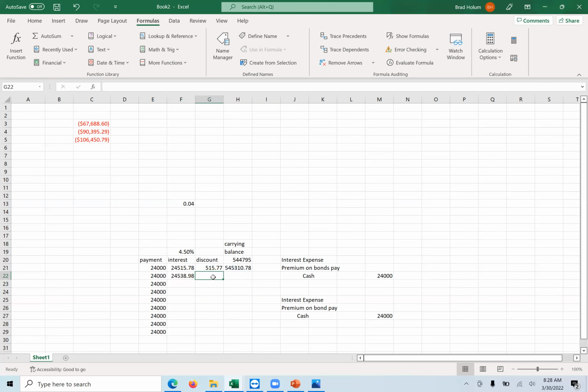Do you see how our interest is increasing each period? So in this case, the interest is 24,538.98. The difference between the interest expense and the payment is 538.98. We need to add this to the carrying balance of the loan. And we now have a new carrying balance, 545,849.